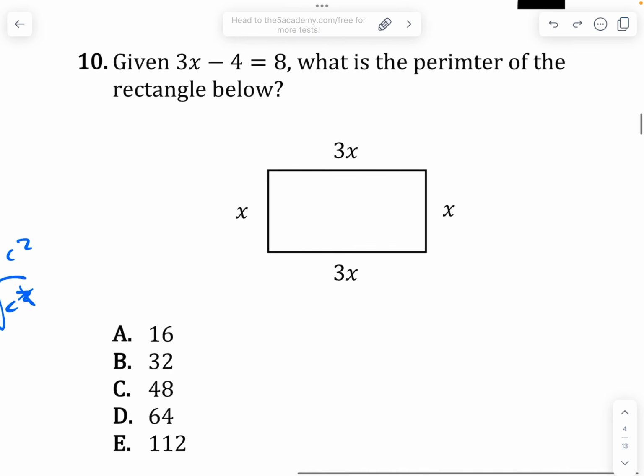Given 3x minus 4 is equal to 8, what is the perimeter of the rectangle below? Let's solve for x. So add 4 on both sides to isolate x. 3x equals 12. Divide by 3 on both sides, you end up with x equals 4.